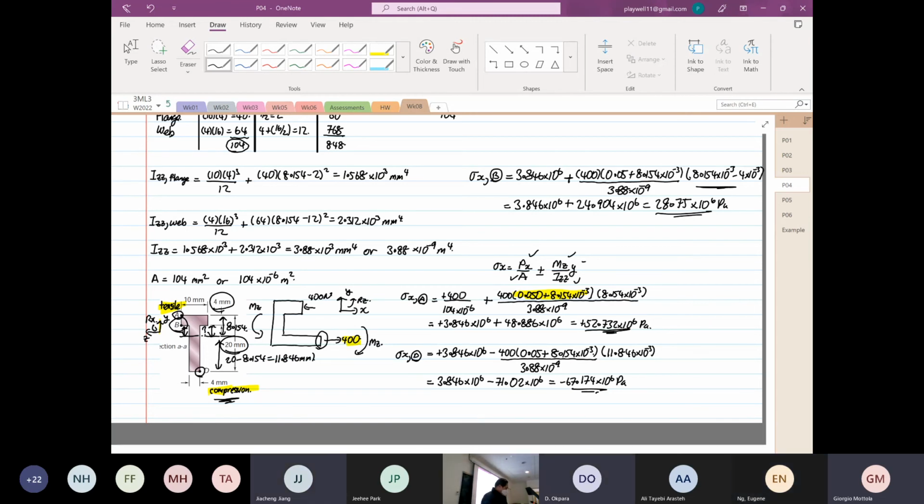Sir, what if we are asking for a point at the centroid? Does that mean the y is 0? Yes, but the stress is not equal to 0. The stress is equal to 3.846. Right? Because the centroid is a geometrical function, yes or no? It's not a stress field, okay?